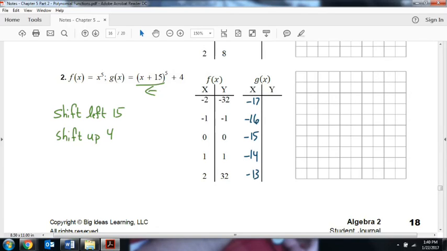And then we'll add 4. Negative 32 plus 4 is negative 28. Negative 1 plus 4 is positive 3. 4. 1 plus 4 is 5. And 32 plus 4 is 36.